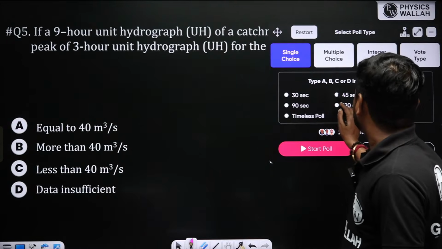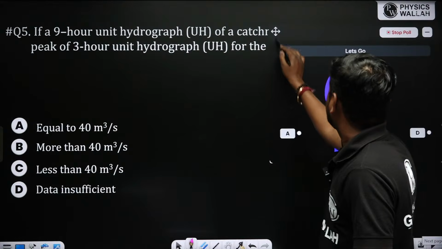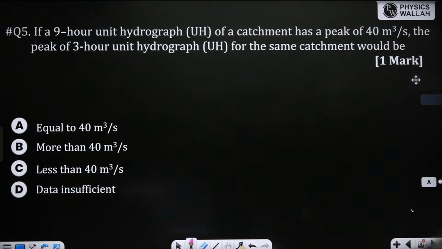One mark question, dead easy question, not more than 45 seconds. B. Should I discuss the solution?